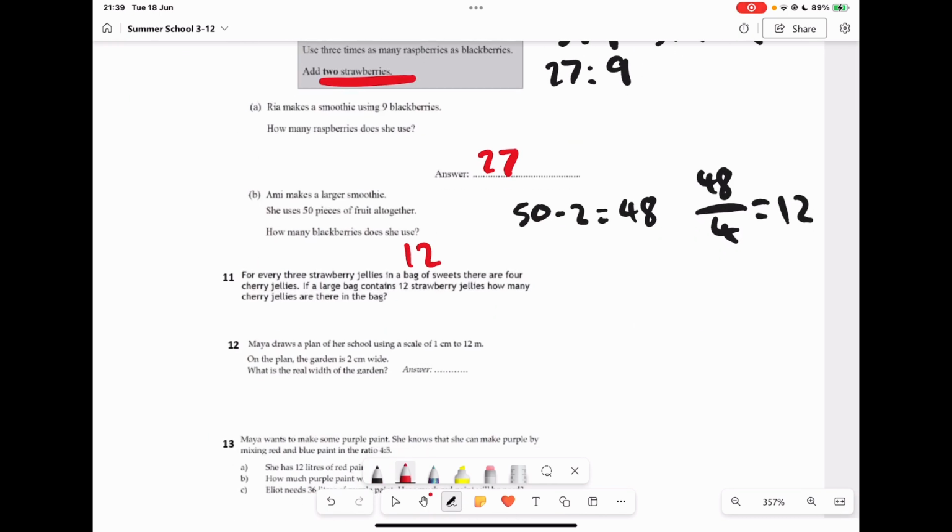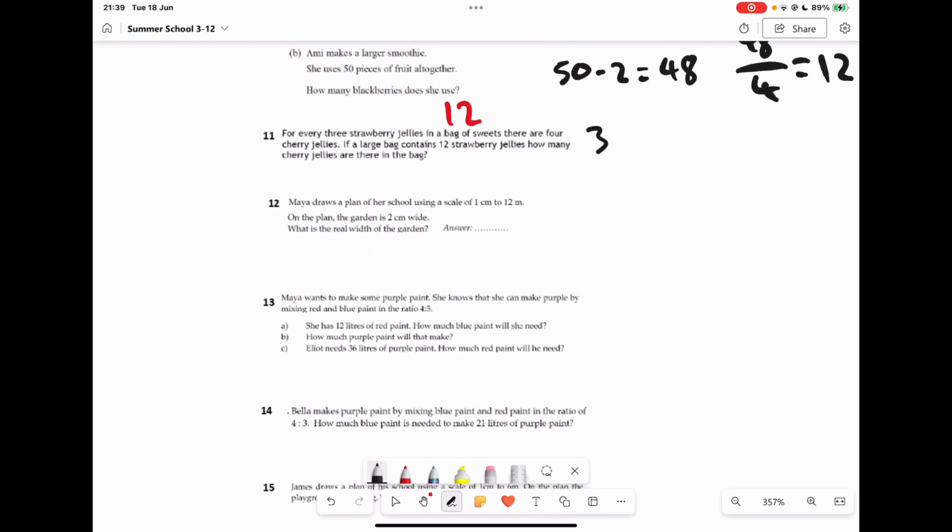Then for question 11. For every 3 strawberry jellies in a bag of sweets, there are 4 cherries. So we can write down that information: 3 strawberry, 4 cherry. If a large bag contains 12 strawberry jellies, how many cherry jellies are there? This is just multiplying by 4, so that will be 16.